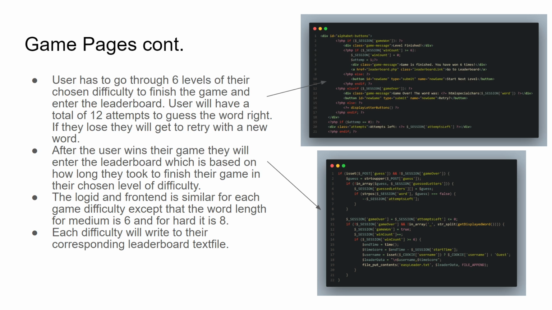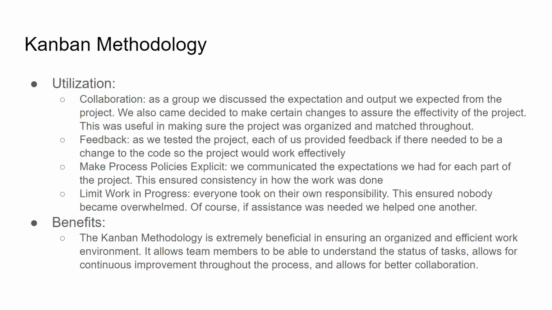After the user wins their game, they will enter the leaderboard, which is based on how long they took to finish their game in their chosen level of difficulty. The login and the front end is similar for each game difficulty, except that the word for medium is 6 dashes, and for hard is 8 dashes. Each difficulty will write to their corresponding leaderboard text bar.